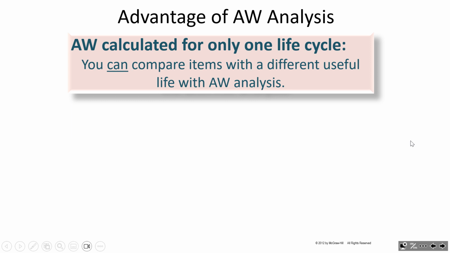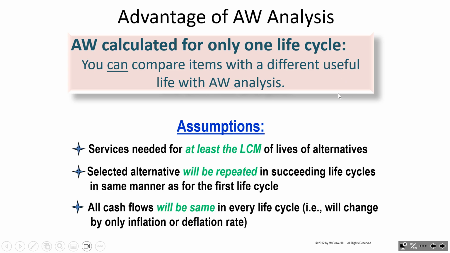Like I've mentioned, the advantage of doing things with the annual worth analysis is that you only have to calculate the effect of one cycle. You can have different study periods because it automatically is assuming repeatability when you compare alternatives with the annual worth method. So because of that built-in assumption, you have to assume that you need the equipment for at least the LCM of the alternatives.